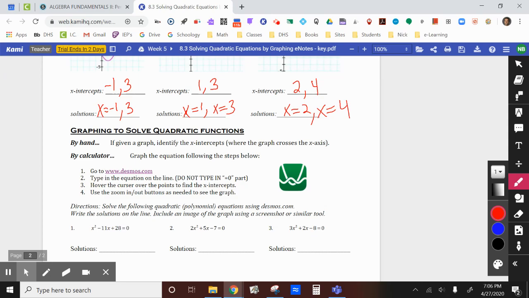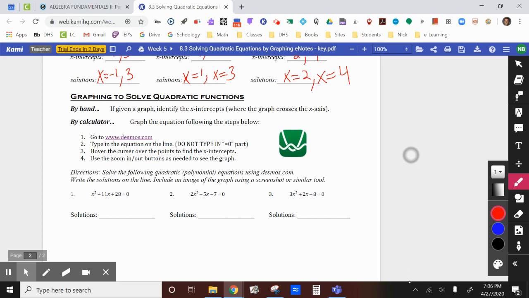To do it with a calculator, we're going to follow these steps. We're going to go to this website, desmos.com. We're probably familiar with this if you were in class with me last year. We've done some stuff on Desmos. Then we have to type in the equation of the line, except we're not going to type in that equals 0 part. Just type in the equation without that equals 0 part. Then we simply hover the cursor over the points to find the x-intercepts. And then we might need to zoom in or out as needed to see the graph. Those are the 4 steps to graph using Desmos.